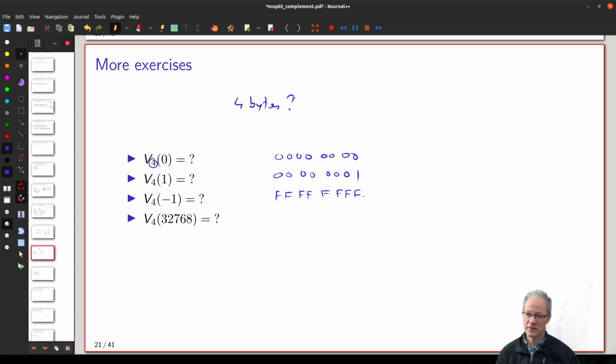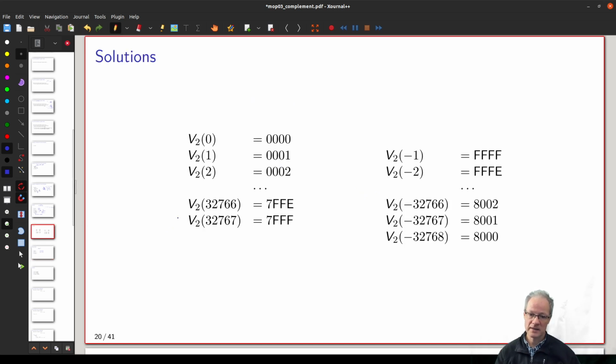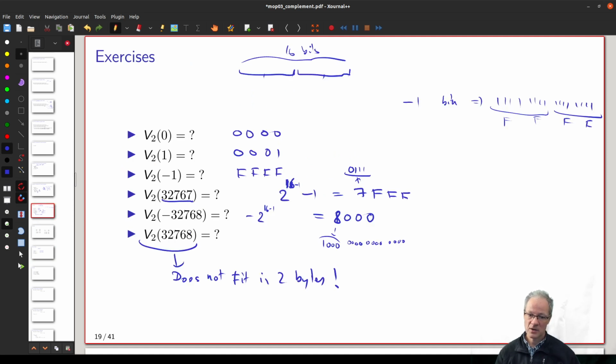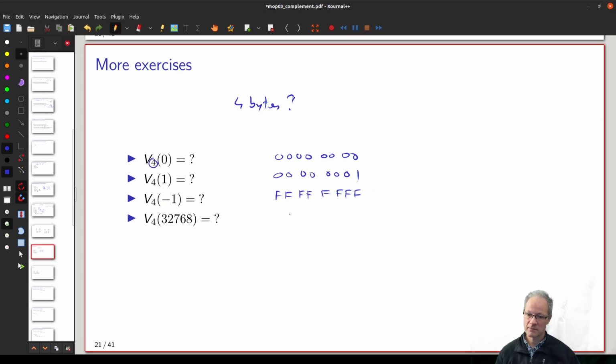Because what if we convert that to binary? Well, it's all 1s. And then this guy finally fits. Remember, this guy did not fit because it was 1 too large than the maximum we can fit in 2 bytes. So here it should fit. And the value of it is going to be 0001 0000. No, I'm wrong. 00, and then 8. It would be 8, 0000. Right, because this 8 is 1000 in binary. And then these guys are just 00.